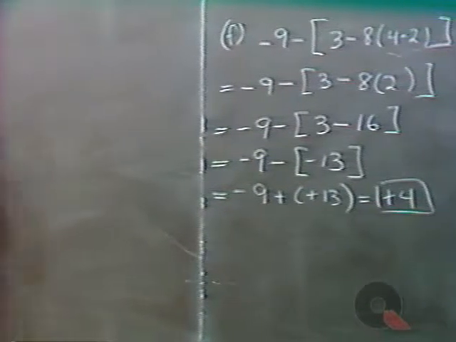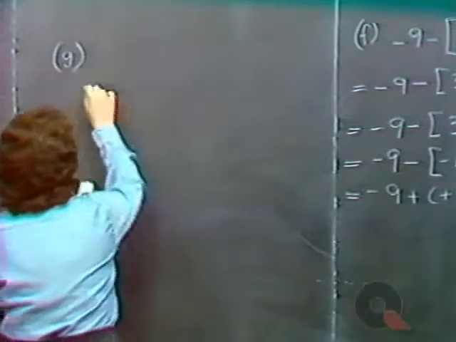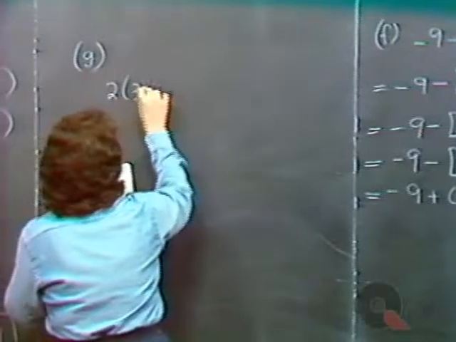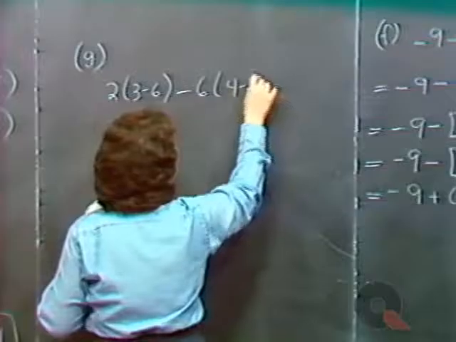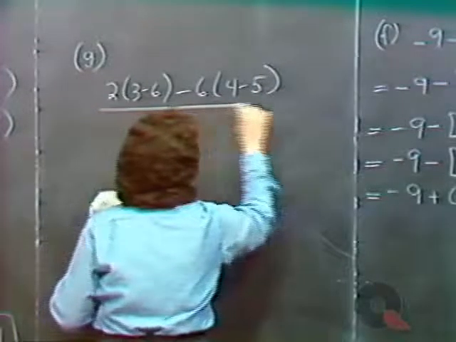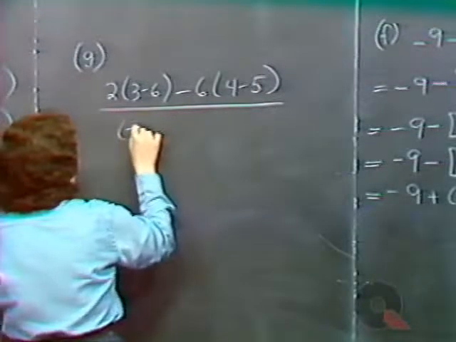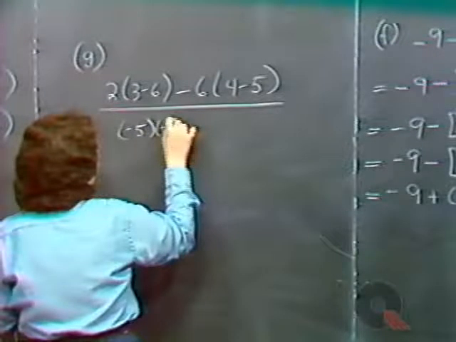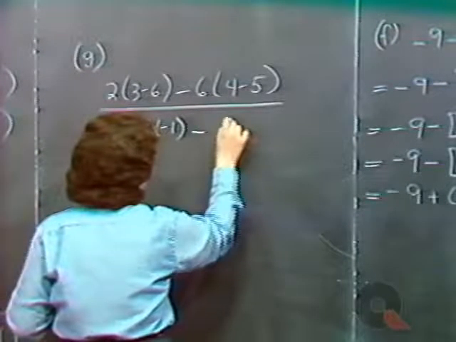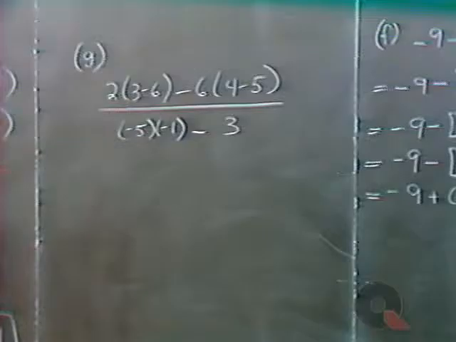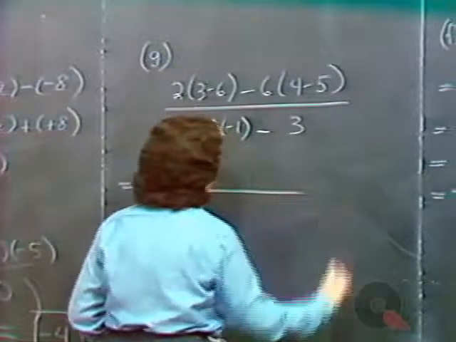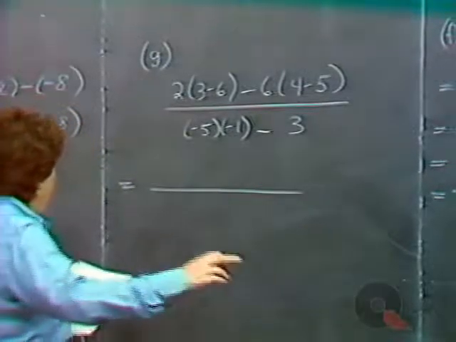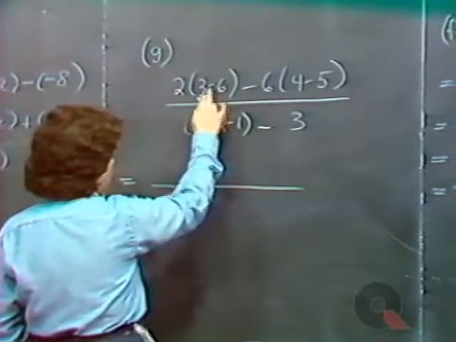In problem G, we have the following. 2 times 3 minus 6 in parentheses, minus 6 times 4 minus 5 in parentheses, divided by minus 5 times minus 1 minus 3. All right, what's in the grouping symbol?